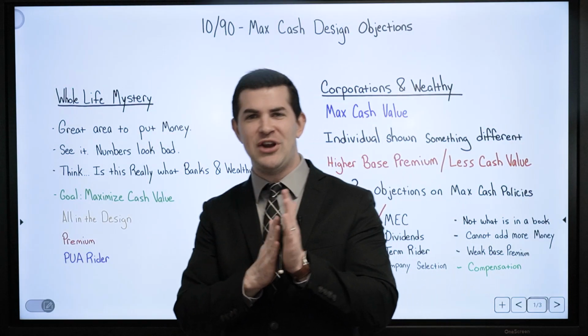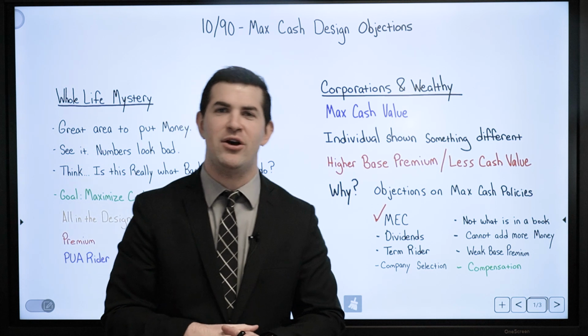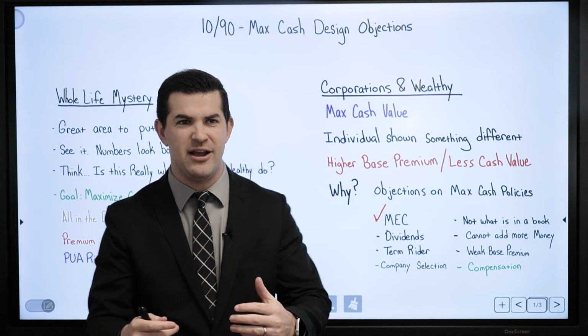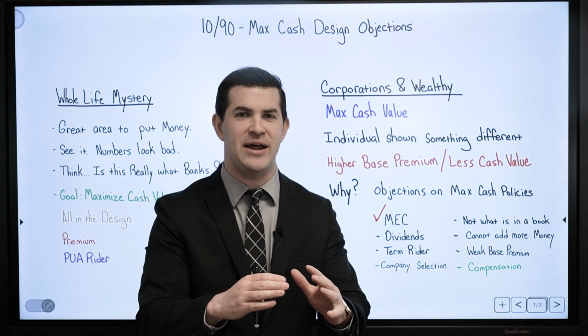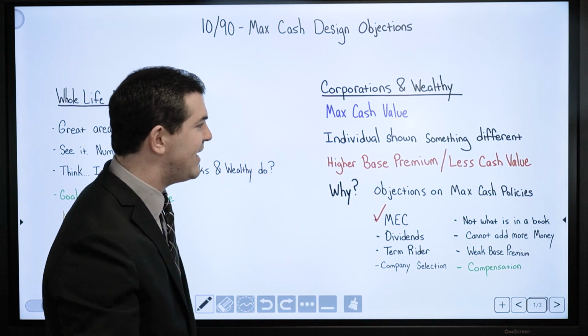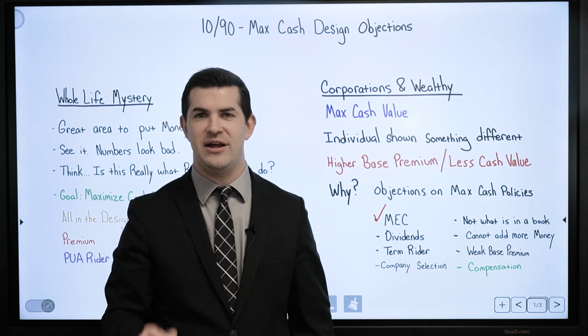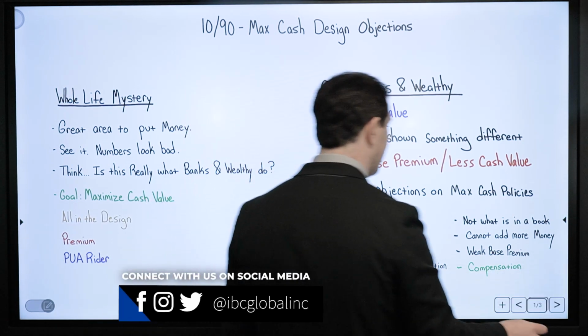All right, objections around maximum cash value policies. We are going to hit on our first objection, meaning I want a policy for maximum cash value, but I hear that I might run into a modified endowment contract if I set up a policy for maximum cash value. Let's address this objection in detail.